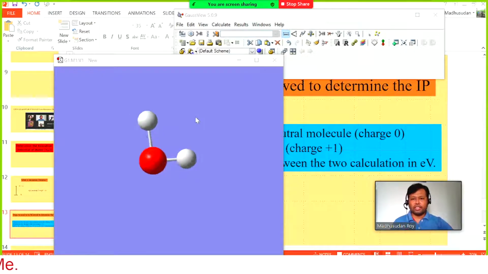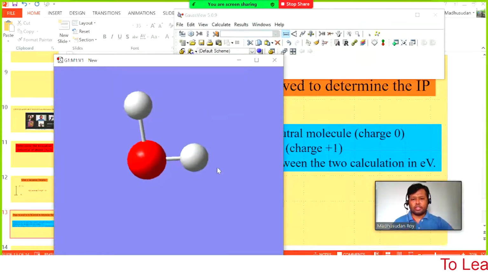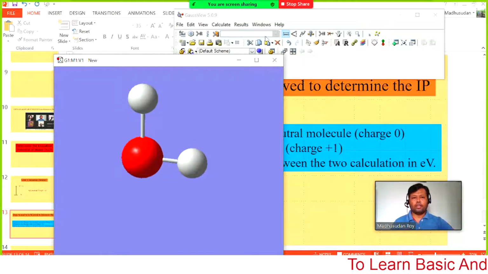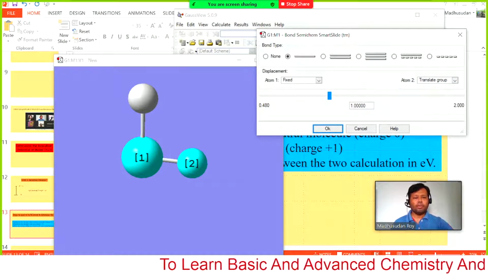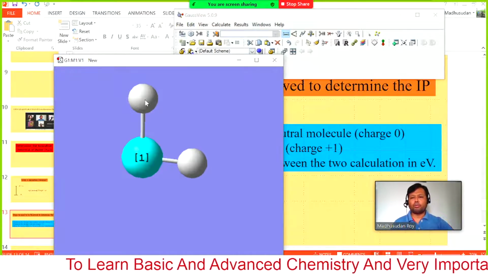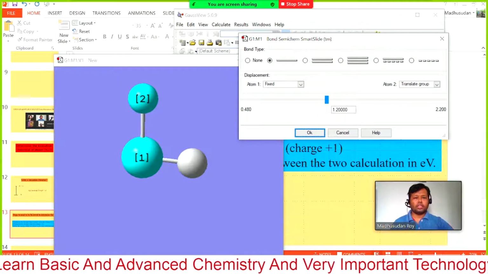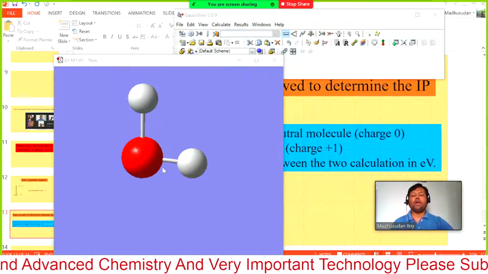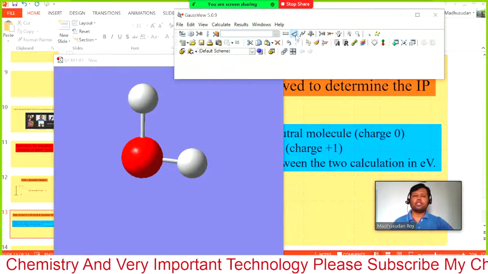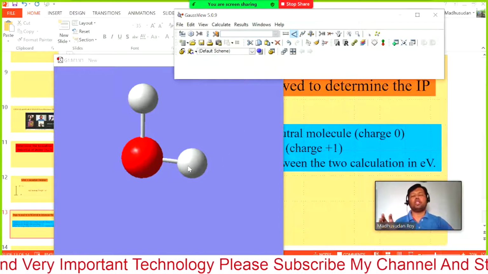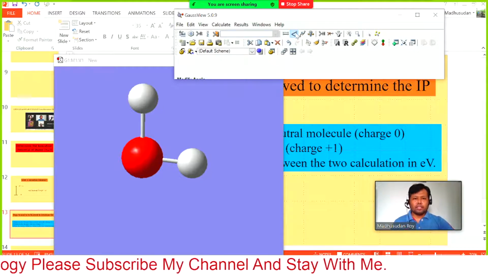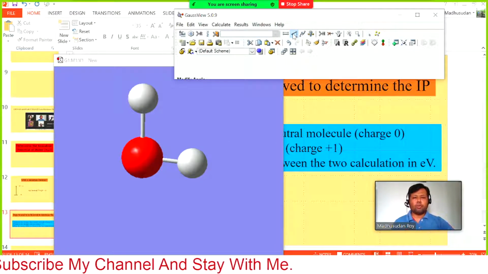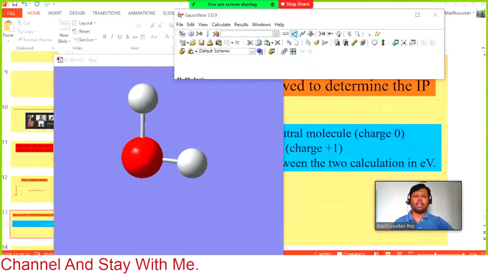Now you can see the distance between this one and this one is a little bit different. Again we can check it. This will show 1.0, 1.0, and this will show 1.2. Now what is the approximate bond angle? Maybe you are familiar with a bond angle of 105 point something, or 109 point something. So let's change the bond angle. If we want to change the bond angle here, that will be Modify Angle.